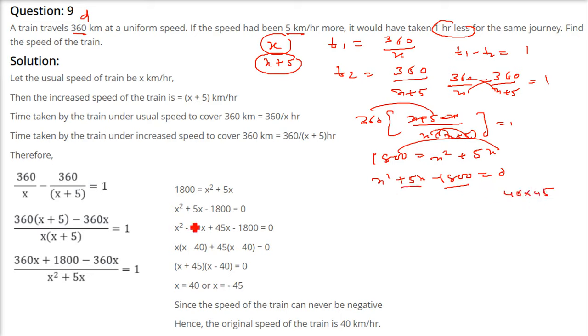So for 5x, we can write x square minus 40x plus 45x minus 1800, since 45x minus 40x is 5x. Take x common, x minus 40. Take 45 common, x minus 40. X minus 40 can be taken out, so x plus 45 will remain. Here you get x equal to minus 45. Here you get x equal to 40. So this is negative, so you don't take it. Negative cannot be the speed. X equal to 40 is our original speed of the train.